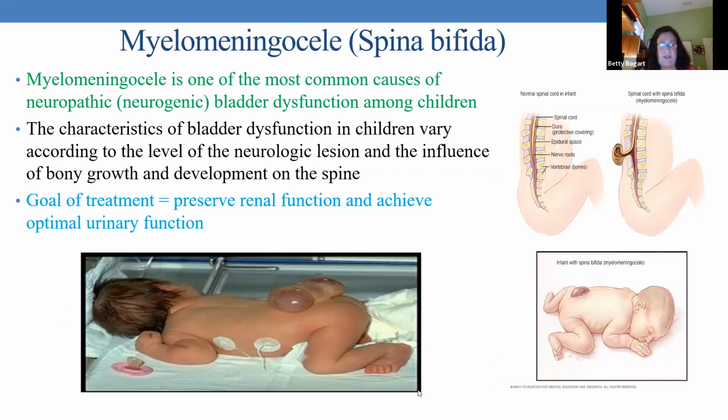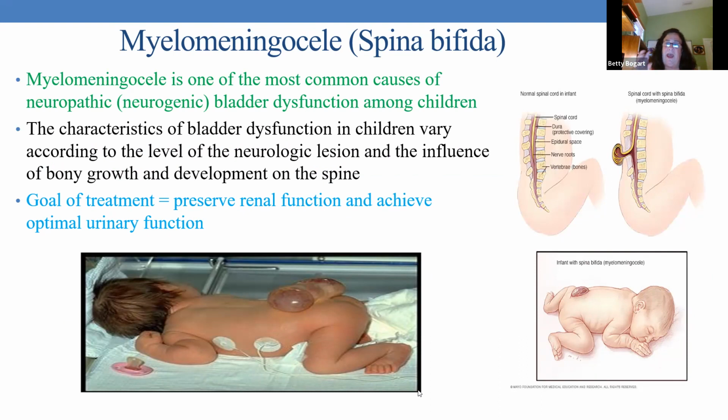Now, a myelomeningocele is when the spinal column does not close completely. So your meninges and your spinal column are born on the outside of your back. So those nerves have been stretched. And those nerves supply the bladder, the bowel, and the lower extremities.